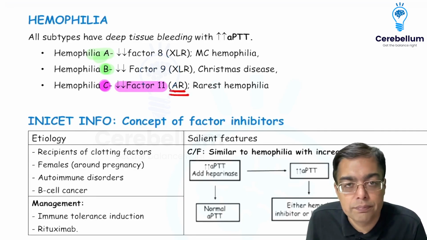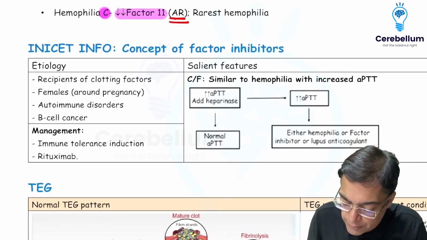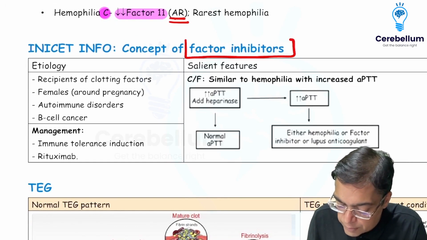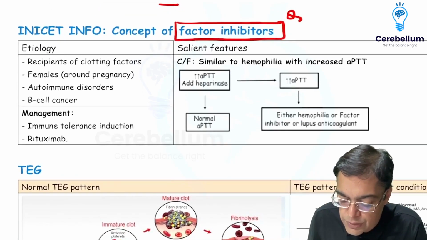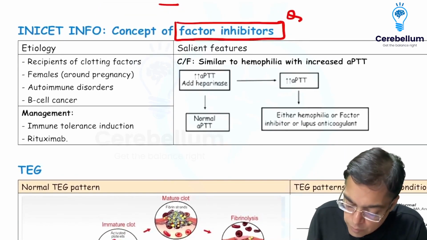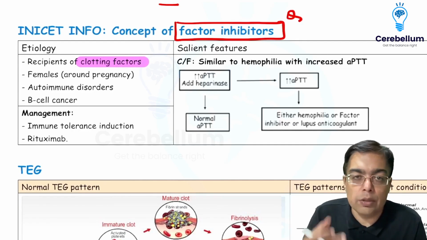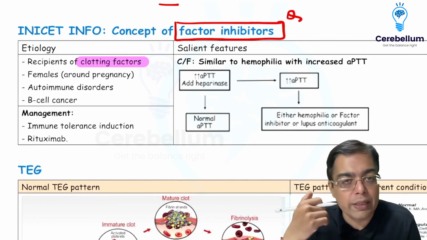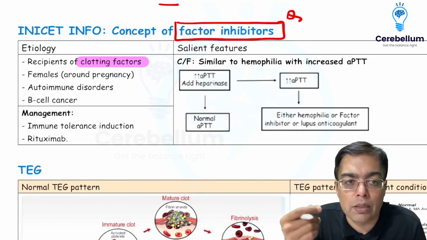Whenever we are talking about the concept of factor inhibitors, they are actually examples of abnormal antibodies which can be seen in case of certain individuals. And one of the commonest reasons why they are going to be seen is because if you are going to be giving clotting factors to a person regularly, then you're giving a clotting factor from outside. It can cause stimulation of the immune system, and that can result in the formation of factor inhibitors.